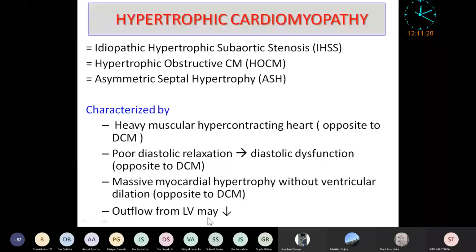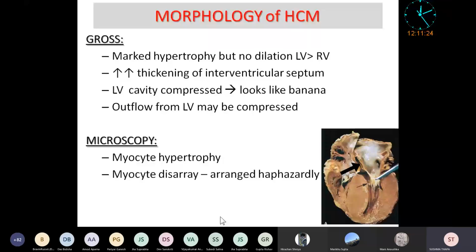Talking about the morphology, there is marked hypertrophy. Grossly you can see the ventricular wall is hypertrophied, and there is no dilation. It affects mainly the left ventricle more than the right ventricle. There is marked hypertrophy of the left ventricular wall, though in the right ventricle also hypertrophy is present. There is also increased thickness of the interventricular septum. The left cavity is compressed, which looks like a banana.